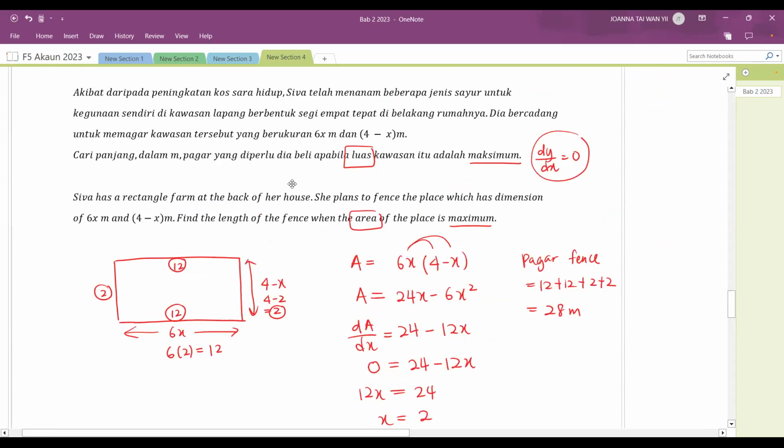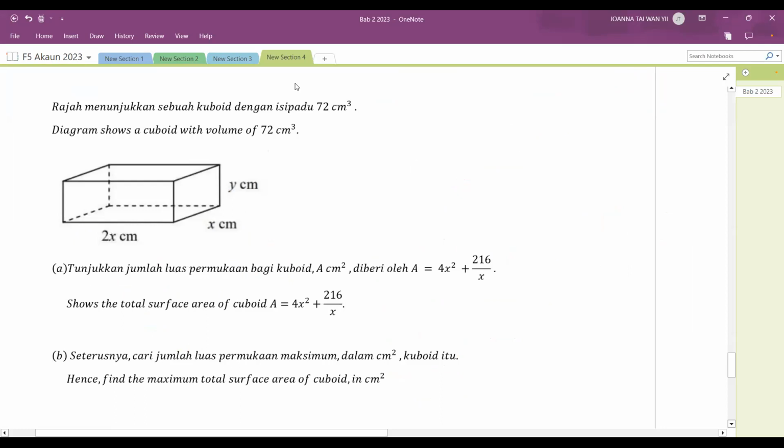Okay, kita masuk lagi satu soalan. One more question. Okay, this is a cuboid. They give you the dimension. Sudah bagi sini, 2x, x dengan y. Cikgu, jawapan soalan 3, 16 ke? Soalan 3. Yeah, I see first. Ya, 16 betul.